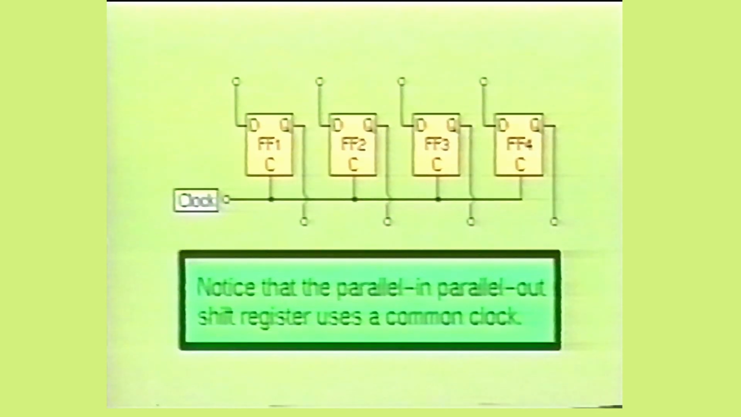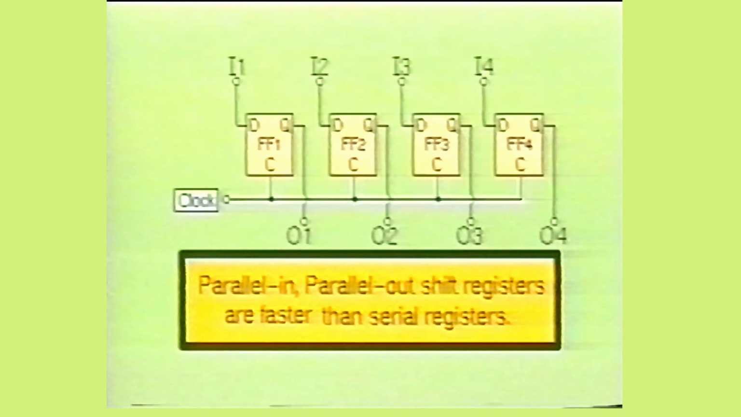Here we see a parallel in, parallel out shift register. Notice that a common clock signal is used and that the input and output of each flip-flop is separated from one another. When the clock signal swings high, the information placed at each of the data inputs is transferred to the Q output of the device.